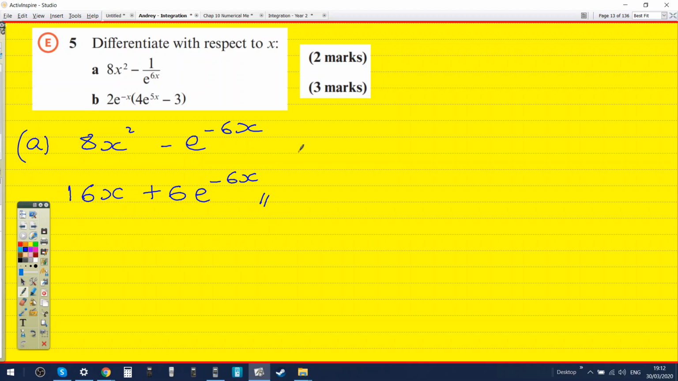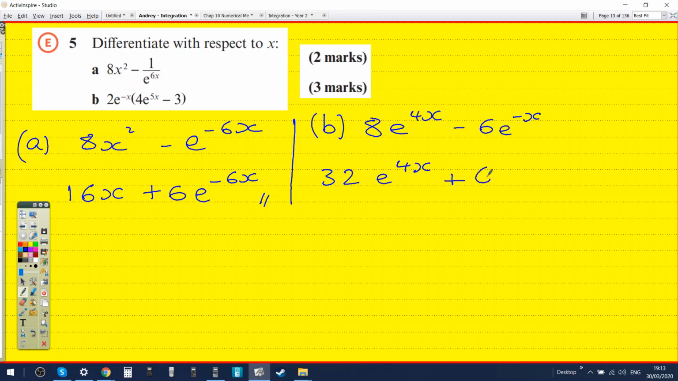And how about part B? So I need to expand the brackets first, don't I? Mm-hmm. So that would be 8e to the 4x minus 6e to the minus x, which would be equals to. Oh, and I just need to differentiate that, don't I? Mm-hmm. And so that would be 32e to the 4x plus 6e to the minus x, right? Yeah.